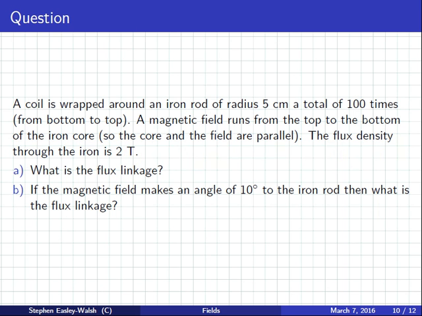Okay. Can you try this one now? Because I've done 2 for you. Try this one. I'll draw it for you. A coil is wrapped around an iron rod 100 times. So you have some iron.